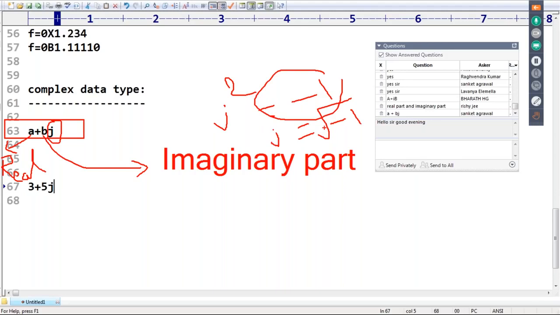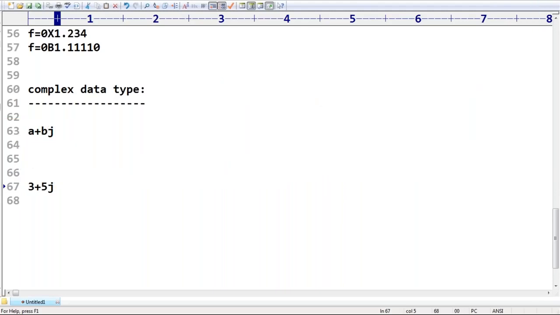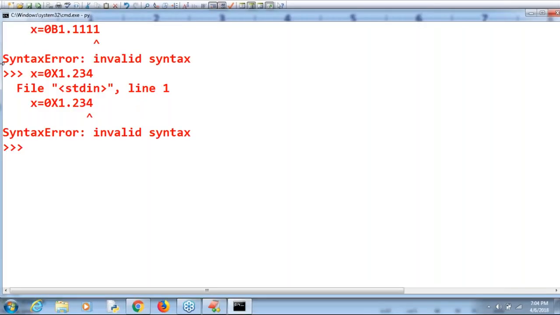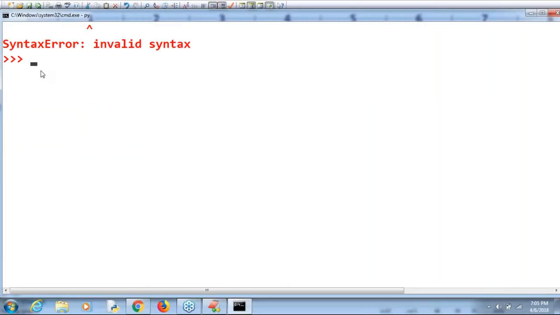Okay, this is about the complex data type. If you want to develop a mathematics-based application, then this data type is required. But in general, it is very rare to use this type of data. Anyway, in Python we have such an inbuilt data type to represent complex values also. So now let me take a is equal to 10 plus 20j.